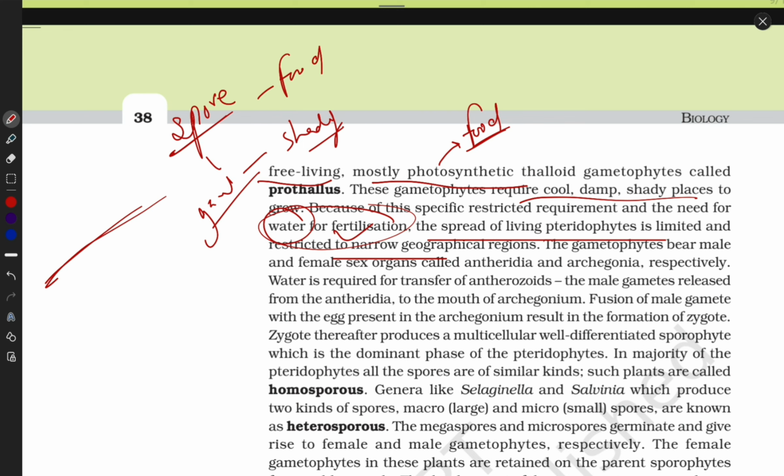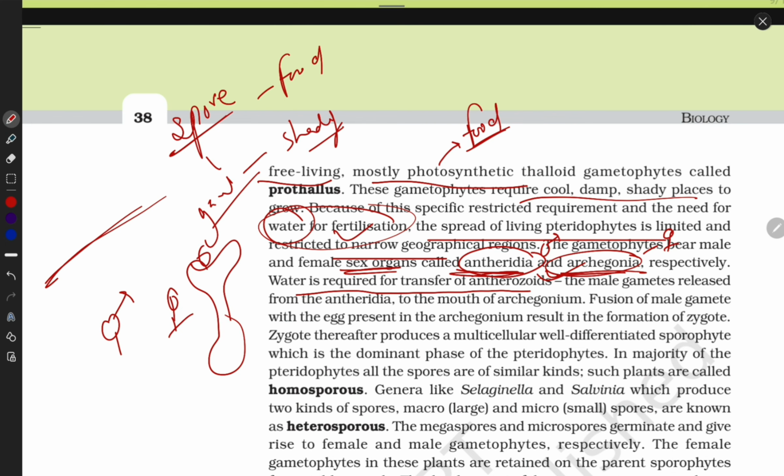They have a male part and a female part. The male organ is the antheridia, and the female organ is the archegonia. Water is required for the transportation of antherozoids because they are motile only in water, so with the help of water they can easily move and reach the archegonia's mouth.